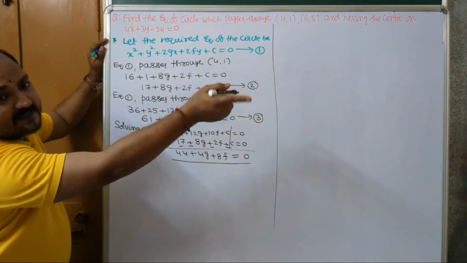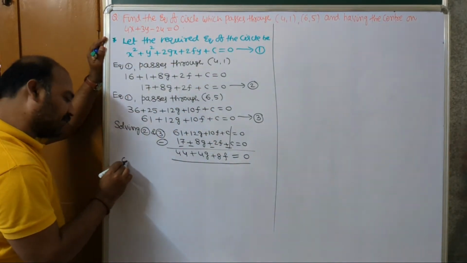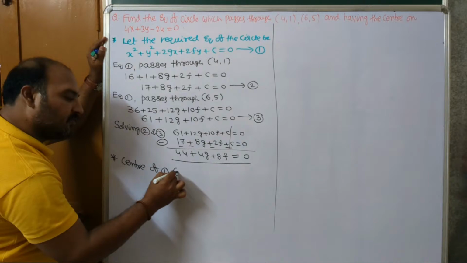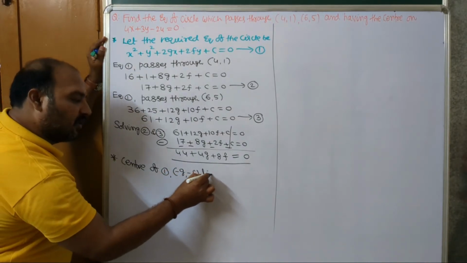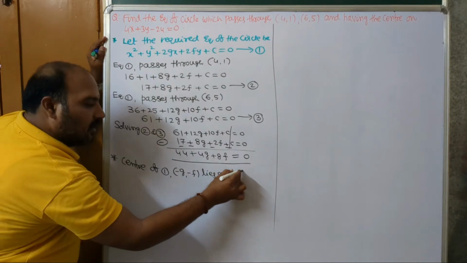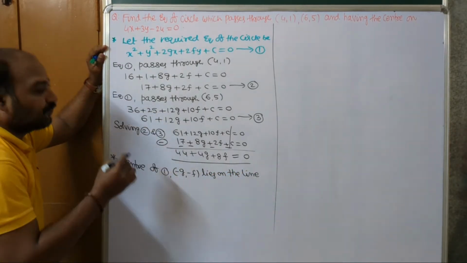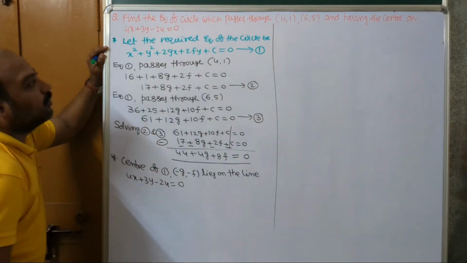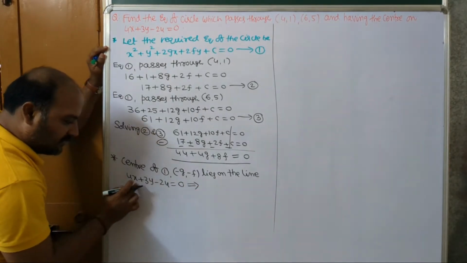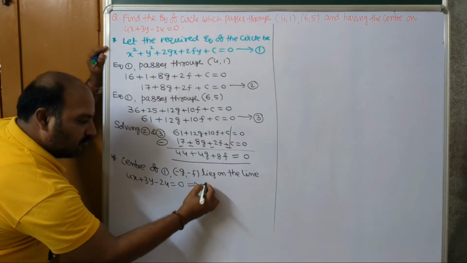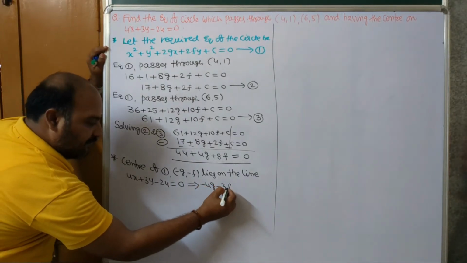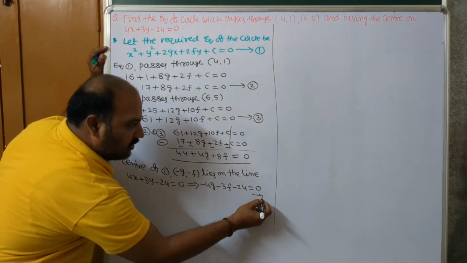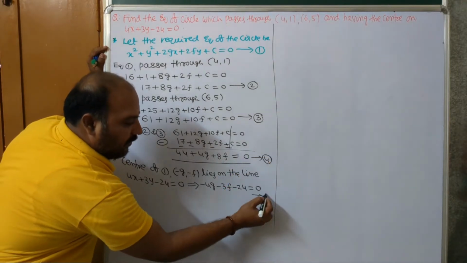One more condition: having the center lies on this line. Center of equation 1, that is minus g, minus f, lies on the line 4x plus 3y minus 24 equal to 0. That implies in place of x and y, minus g, minus f: minus 4g minus 3f minus 24 equal to 0. So this is equation 4, this is equation 5.